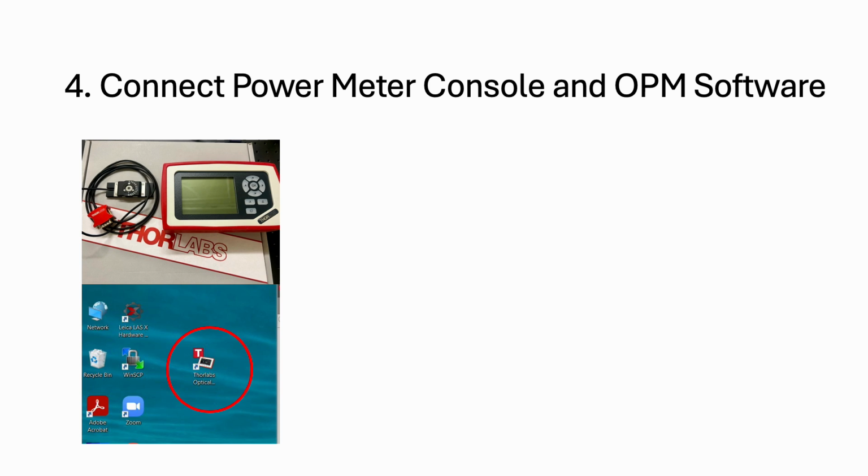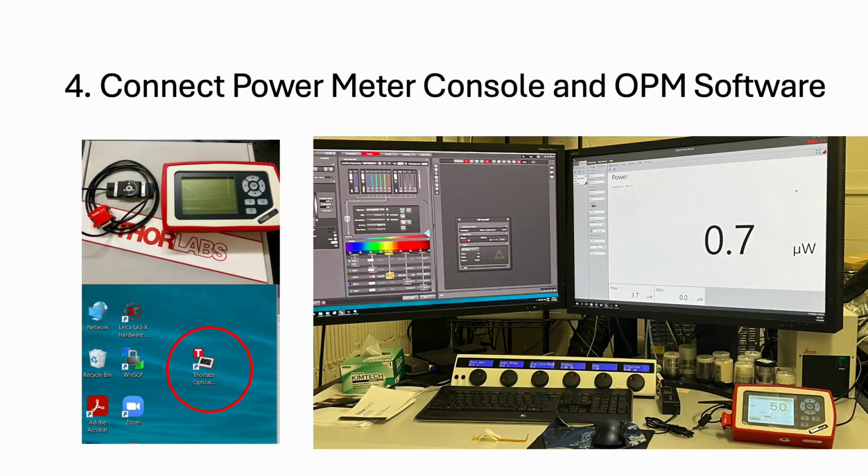Upon initialization, the meter may report a small non-zero power reading, such as 0.7 microwatt, displayed on the screen. This reading indicates the baseline noise or ambient power detected by the sensor.